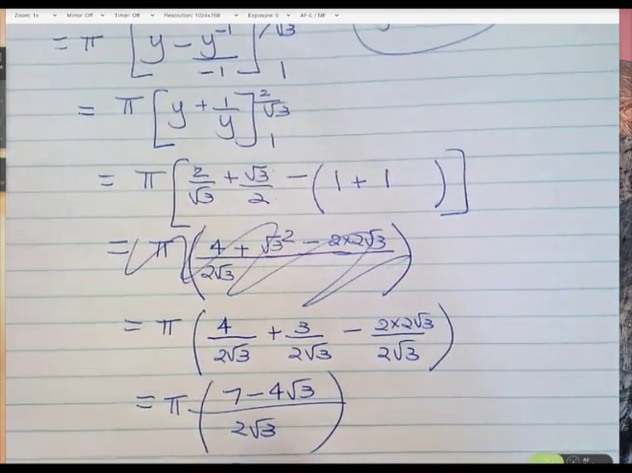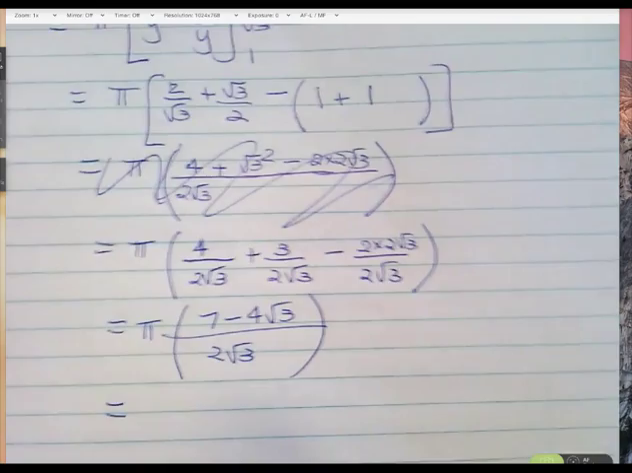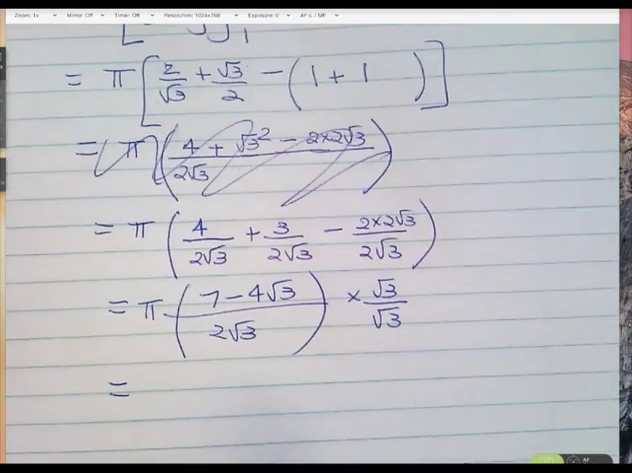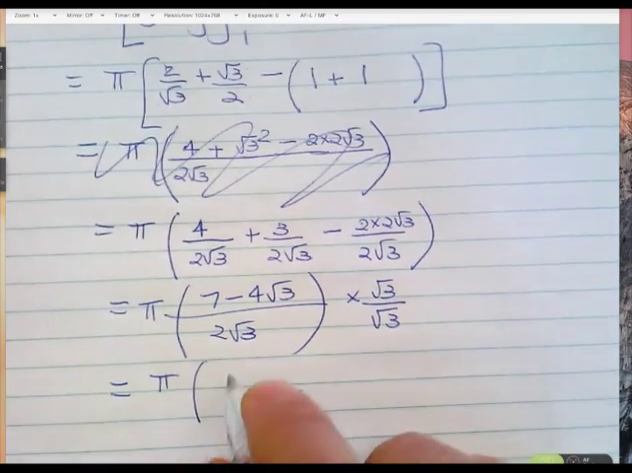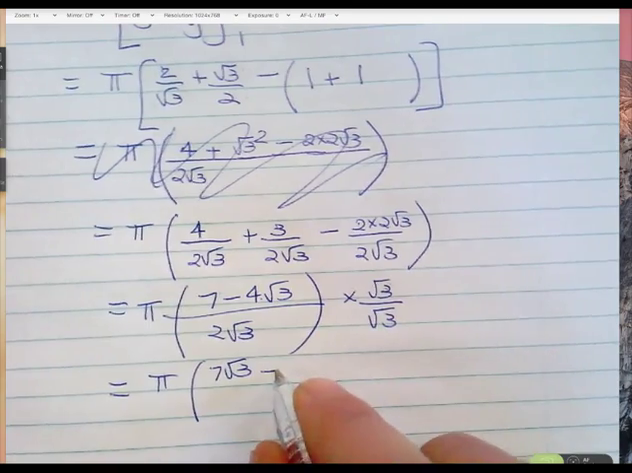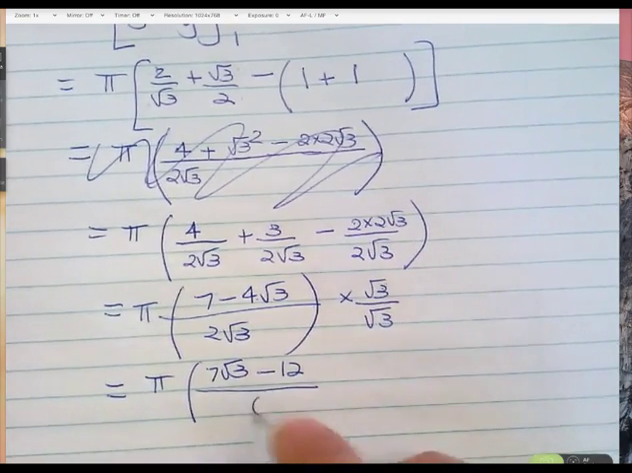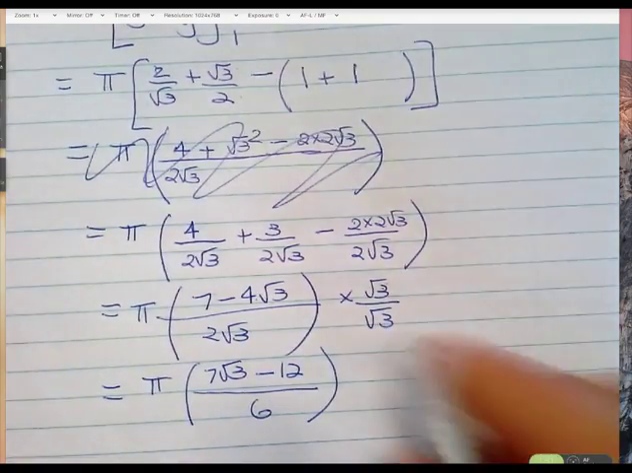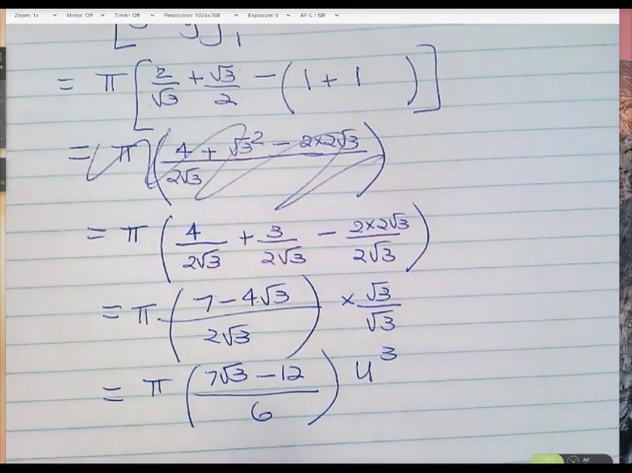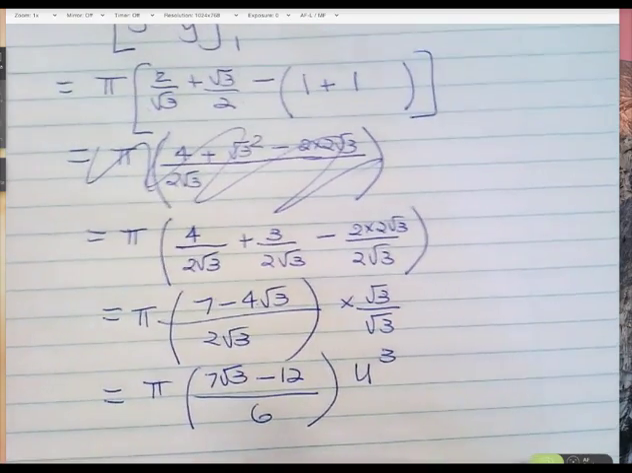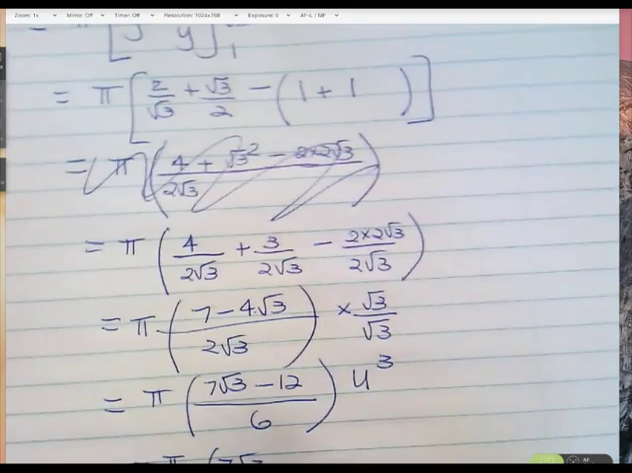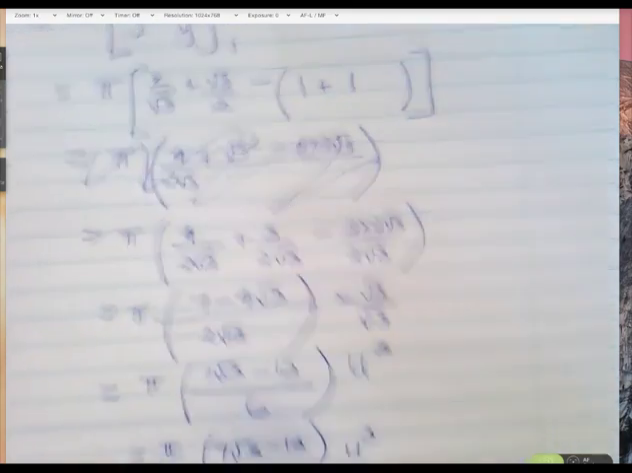We're still not done. You need to rationalise it. Times numerator and denominator just by root 3. And we get pi, what? 7 root 3 minus 12 over 6. Units cubed. They take the 6 out, but that's fine. They put pi on 6 at the front. So they've got pi on 6, same thing. 7 root 3 minus 12 units cubed.